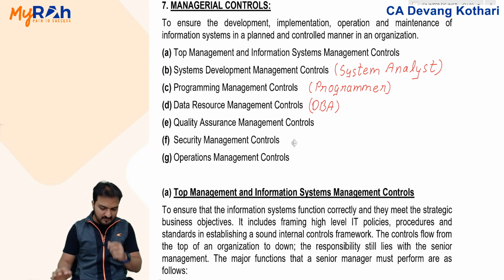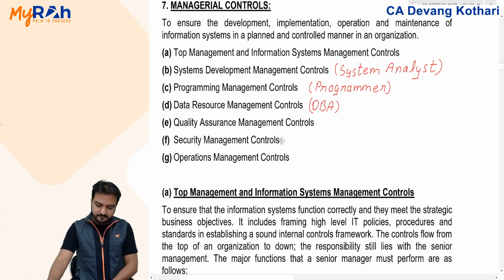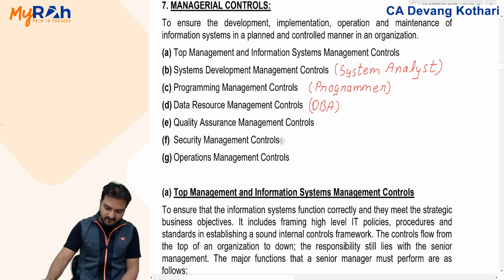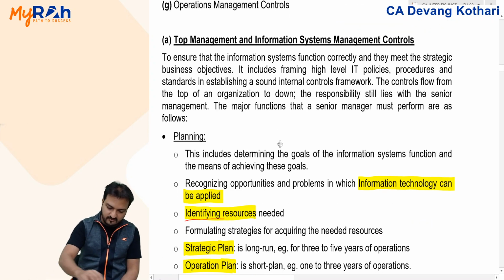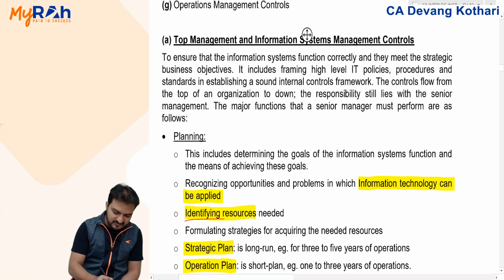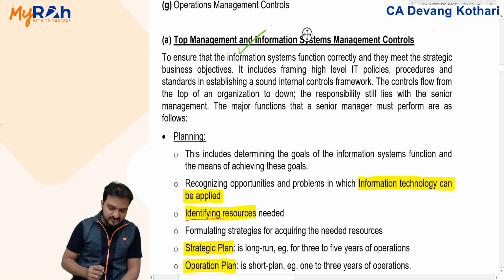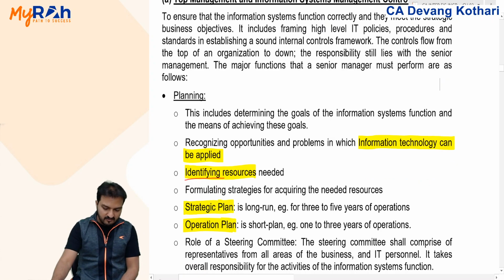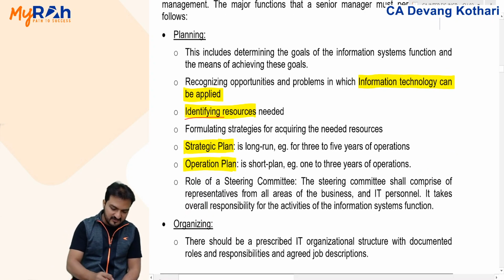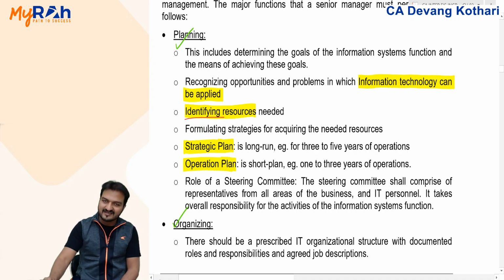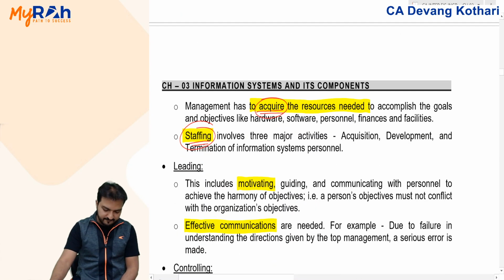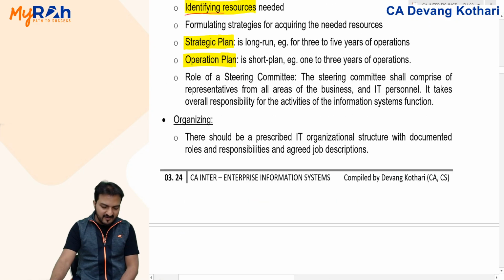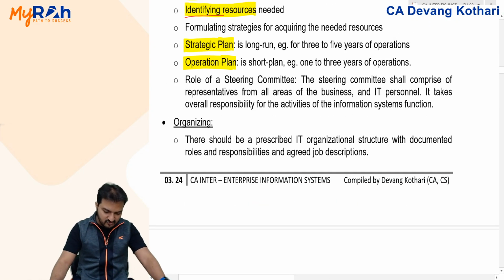Going through them again, fast revision. Managerial controls, you had various categories under that. The first one, top management and information system management control, which says that top management should do what? Top management in any company is responsible for four things mainly: planning, organizing, leading and controlling. Planning involves that they need to set up the plan.